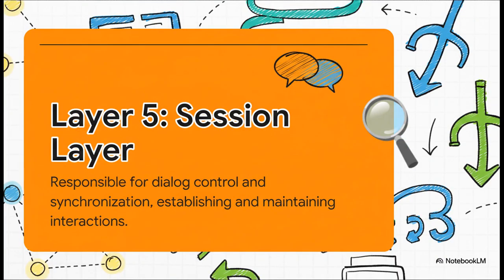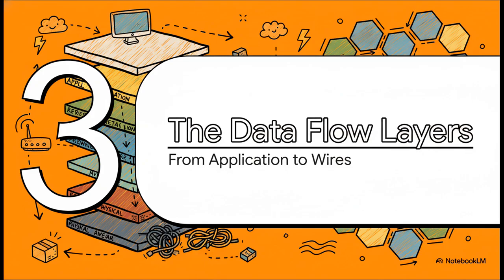Think of this layer as the conversation's traffic cop. It sets up the connection between 2 devices, it keeps that conversation going, and then it ends it when everything's done. But it has this really clever trick up its sleeve: checkpoints. Imagine you're downloading a huge file and the connection drops halfway through. Ugh, the worst. Well, this layer inserts checkpoints, so you can just pick up right where you left off instead of starting all over again. It's a lifesaver.